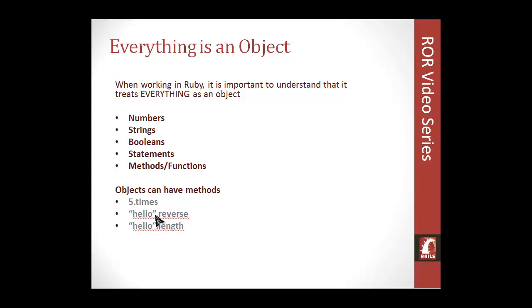Now here we have a string hello, and the method is reverse, which will just reverse the spelling of hello. And here we have the string hello again with the length method, which will give us the length of the word. So this would be 5. Hello.length would be the same as 5.